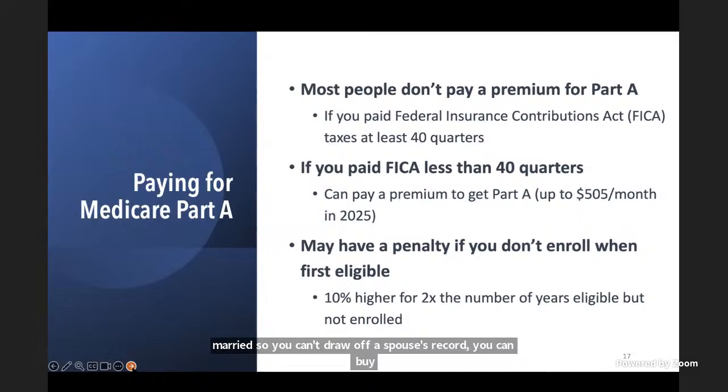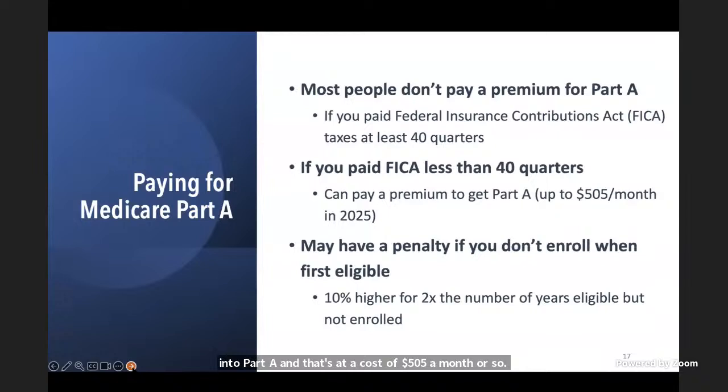But most people don't pay for Part A, except if you don't enroll during that initial enrollment period, you may have to pay a penalty for a little bit if you don't enroll when you're first eligible. So do pay attention to those enrollment deadlines as they approach and be sure to take advantage of that so that you don't end up paying penalties.